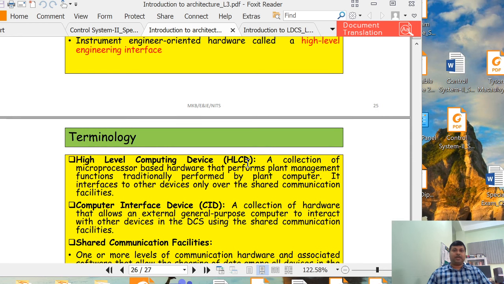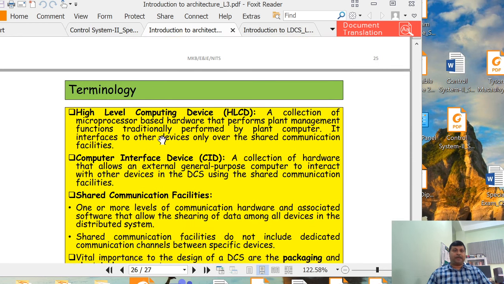What is the use of that? It is a collection of microprocessor based hardware that performs the plant management function traditionally performed by a plant computer. It interfaces to other devices only over the shared communication facilities. And also there is a computer interface device, a collection of hardware that allows an external general purpose computer to interact with other devices in the DCS using shared communication facilities.